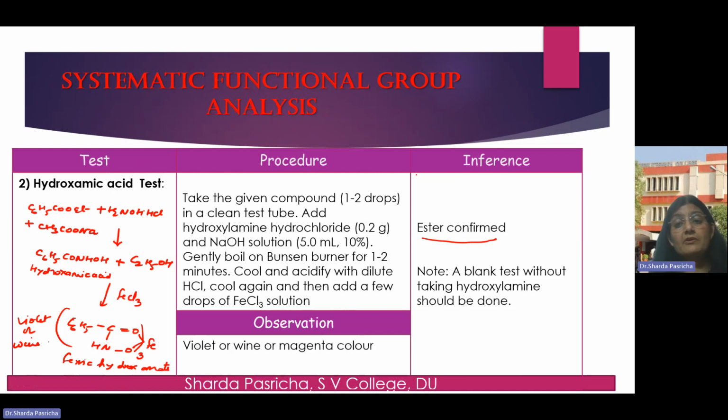Another very important thing here is the hydroxamic acid test is actually a test for presence of the acyl group. So besides esters, this test will also be given by amides. It will also be given by anhydrides, and it will also be given by acid chlorides. So it is important that these compounds, which can be identified by other tests, are ruled out when you confirm the presence of the ester in the given compound.